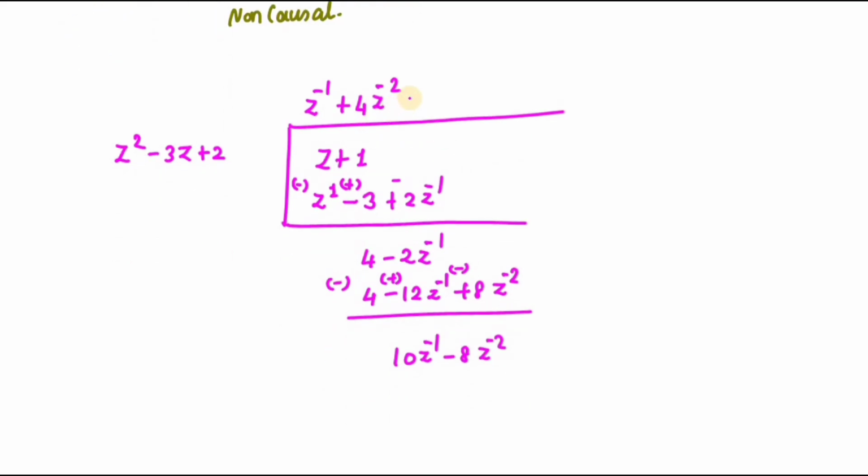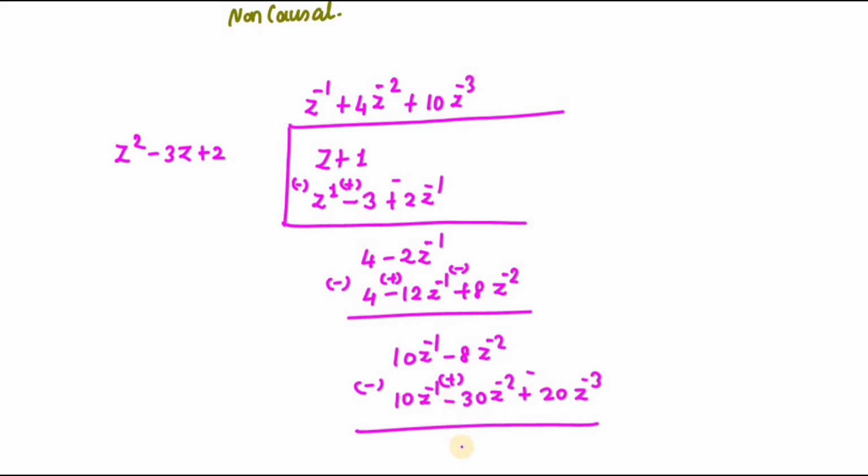Next z power minus 3, right? So I have to multiply with 10. So you will get 10 z power minus 1 minus 30 z power minus 2 plus 20 z power minus 3. So now you have to change the sign. Then if I add, you will get 22 z power minus 2 minus 20 z power minus 3. So this goes on, right?